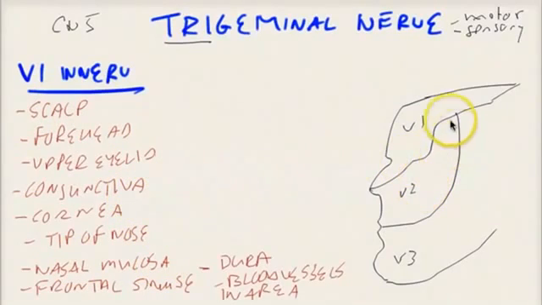Now, V2, this branch right in here, this carries sensory information from the lower eyelid and the cheeks, the nares, the upper lip, the upper teeth and gums, the nasal mucosa, the palate and the roof of the pharynx, the maxillary, ethmoid, and sphenoid sinuses, and part of the meninges.